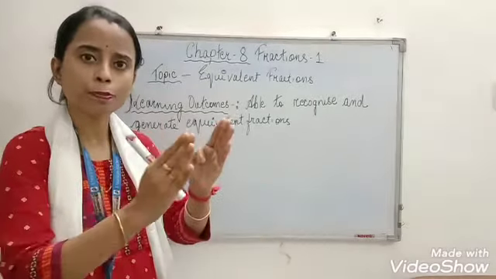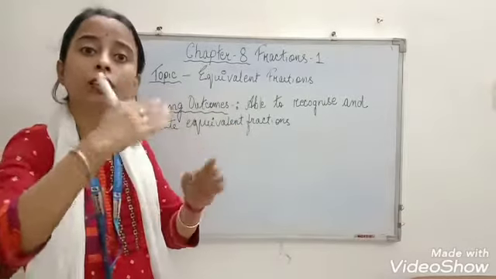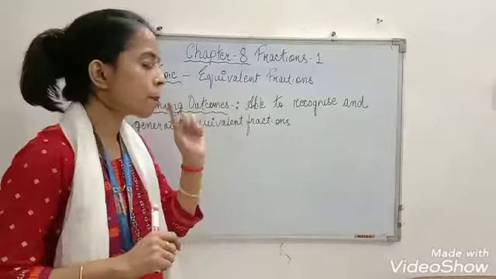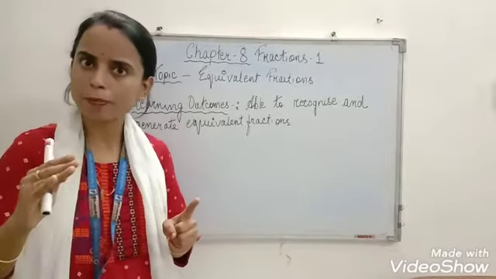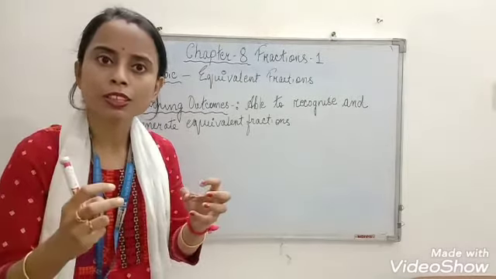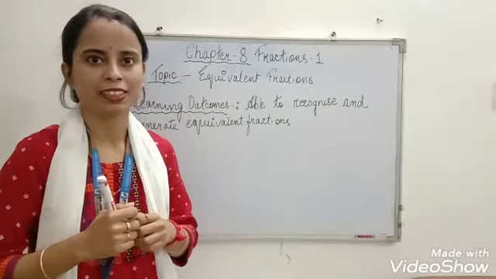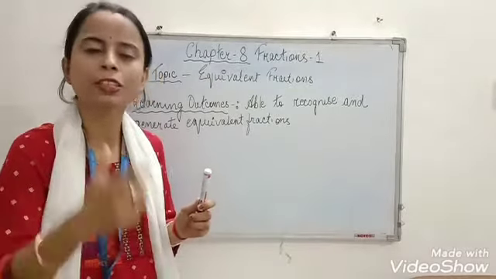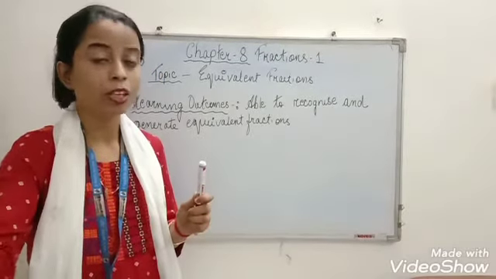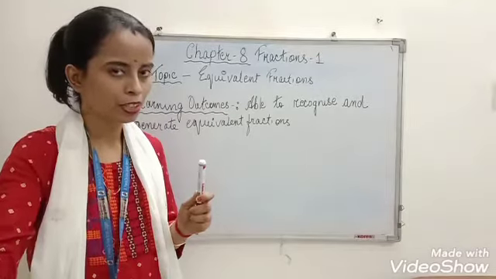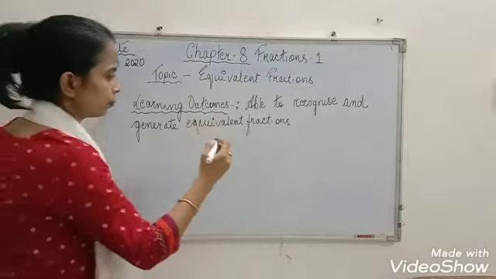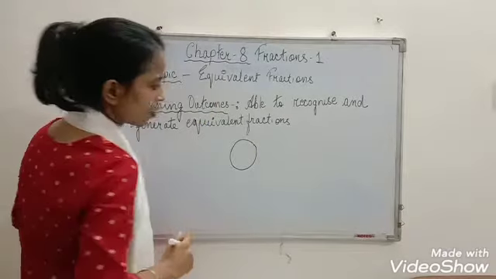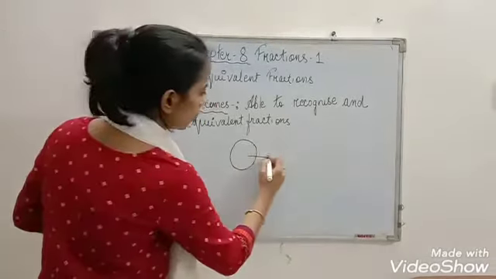Now, how to represent the parts of a whole in a mathematical way? To represent these parts of a whole in a mathematical way, we use fractions. Got it, children? So fraction is what? Fraction represents parts of a whole. Got it? Say for example, here you see a circle. It's a whole.